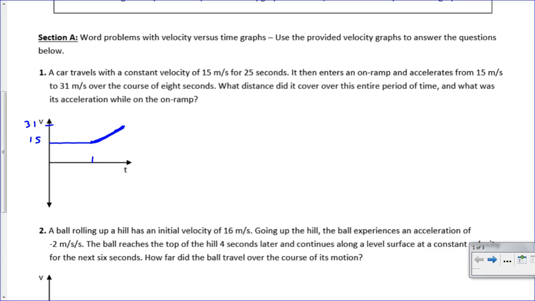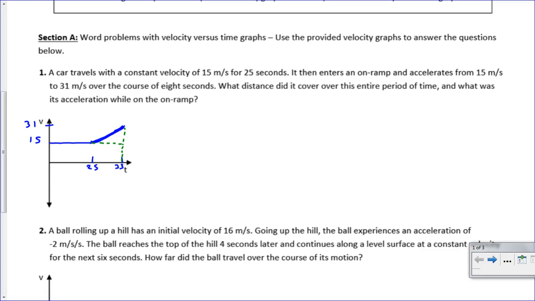All right. It was doing this first thing for 25 seconds, and then we have an additional 8 seconds here, so it goes up to 33. All right, and then it asks for the distance it covered. So to do the distance, we have to figure out the area underneath this curve. All right, so there are two shapes here, generally speaking. I'd say that there's a triangle and there's a rectangle.